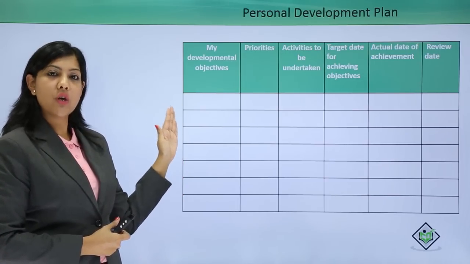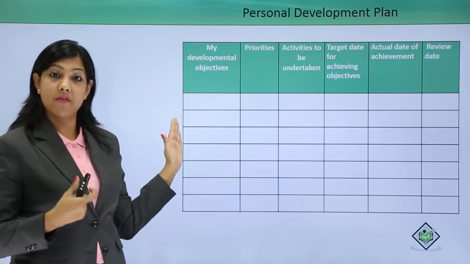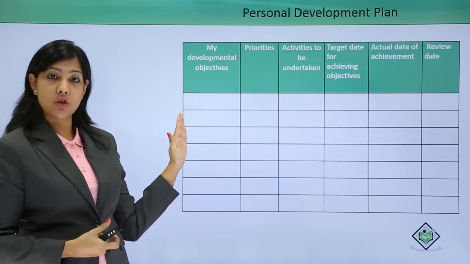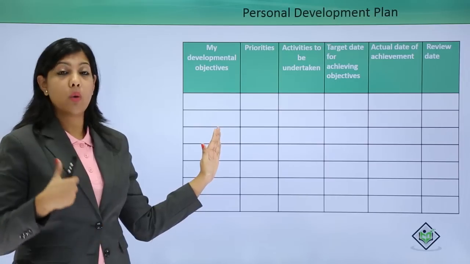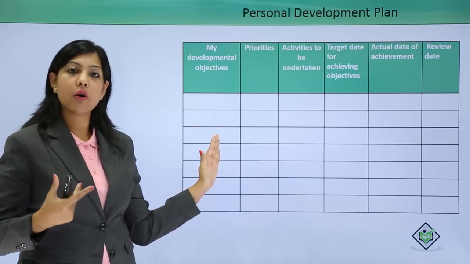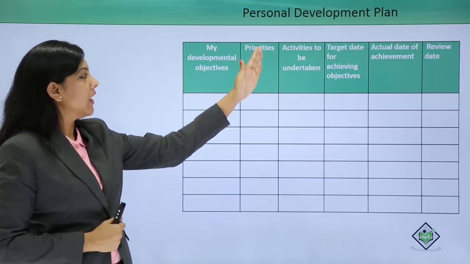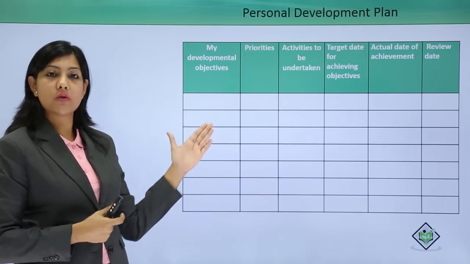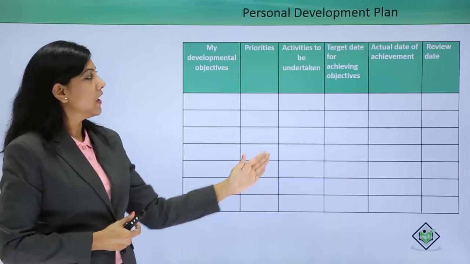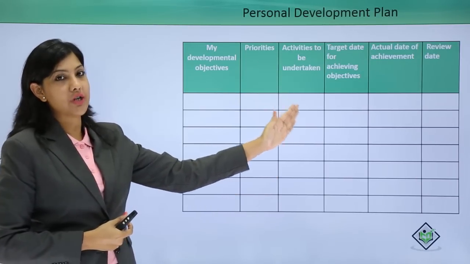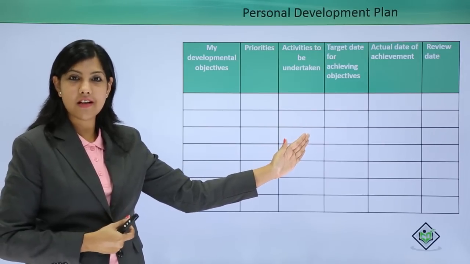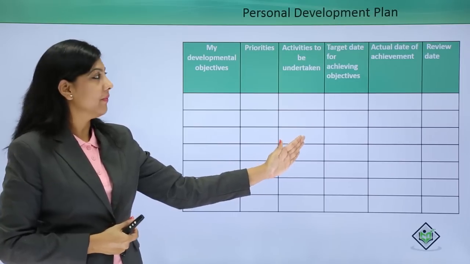So write down which areas of your life you would like to develop yourself in. Prioritize yourself. Those particular things need to be given priority, whether it's a low priority, medium, or a high priority for you. Activities to be undertaken. What are the things you need to do for those objectives to get fulfilled? You need to have a target date for achieving the objectives because if you don't guide yourself or timeline yourself, you will never be able to achieve something.